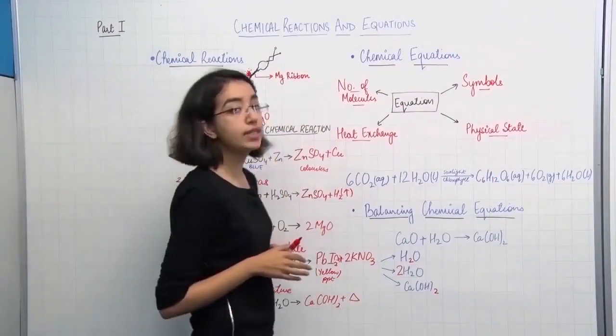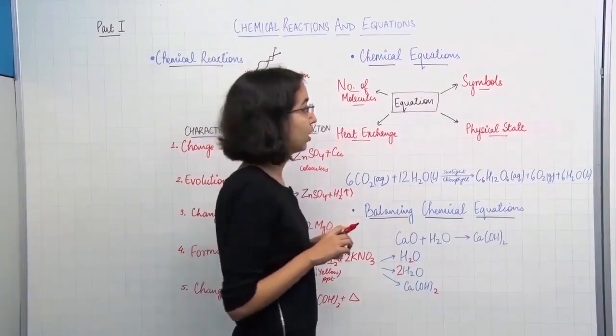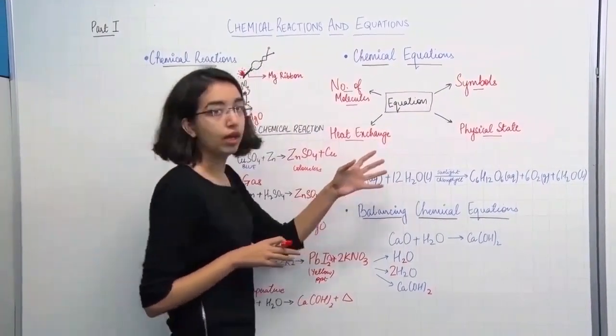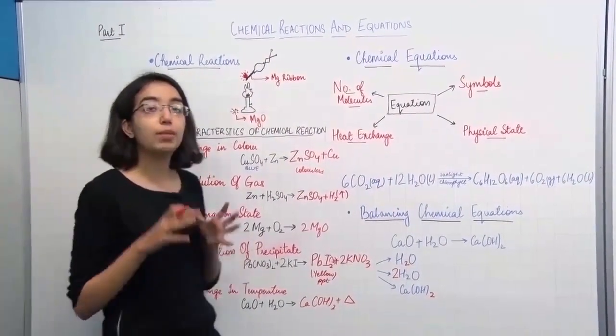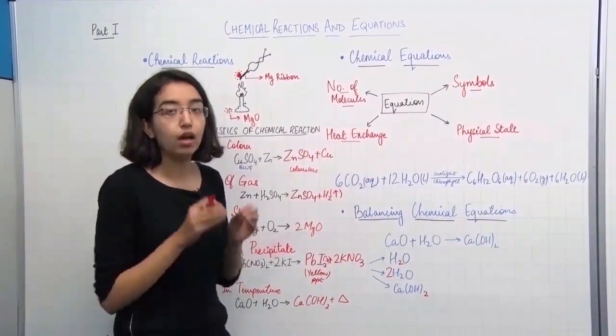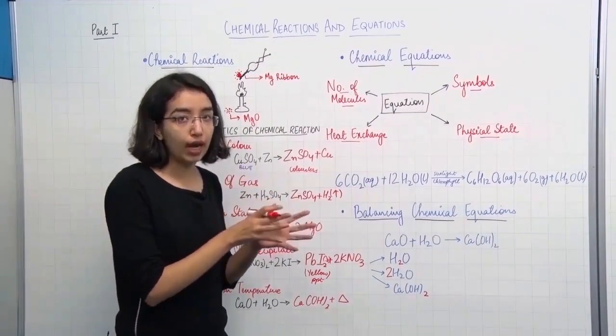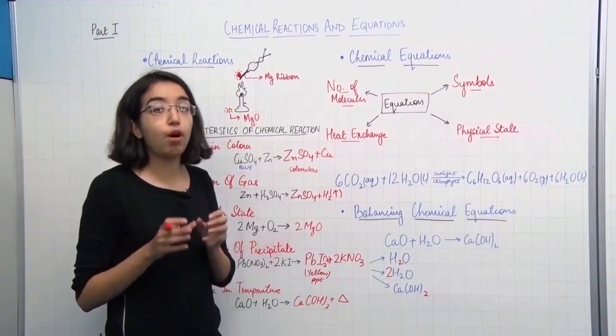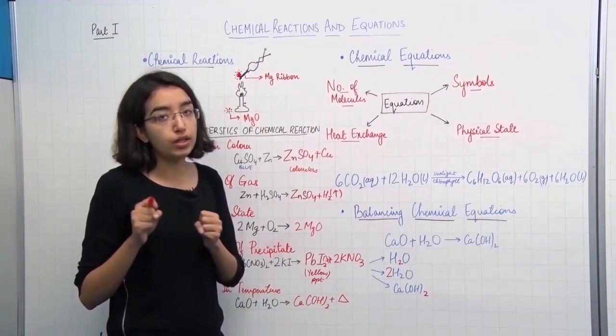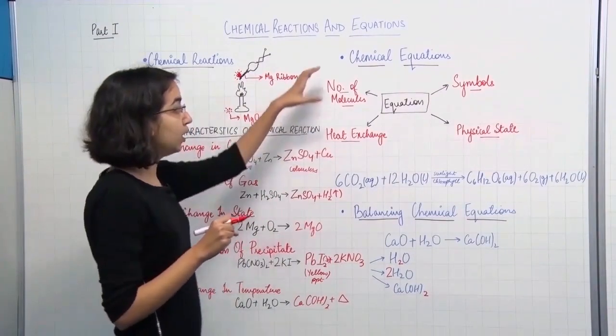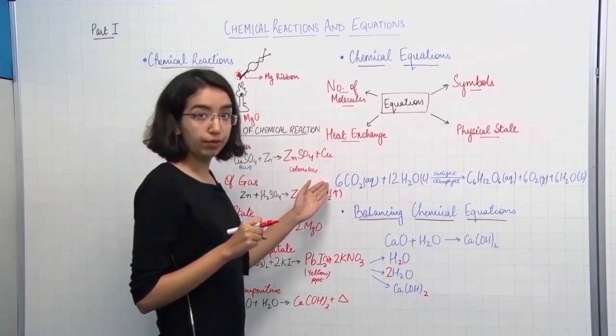Now let's move on to the second part, chemical equations. Now what is a chemical equation? All of these are chemical equations. A chemical equation is basically a representation of a chemical reaction having reactants and the products in the form of symbols and the molecular structure. This is an example of a chemical equation.